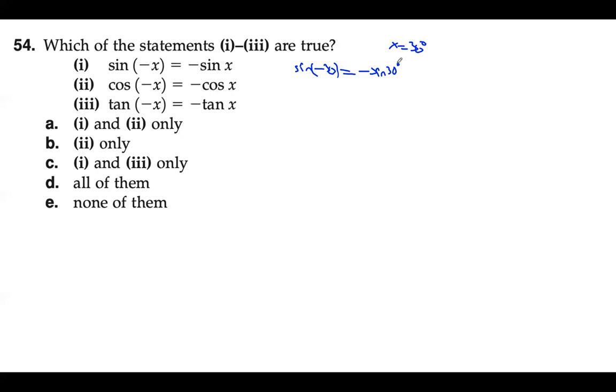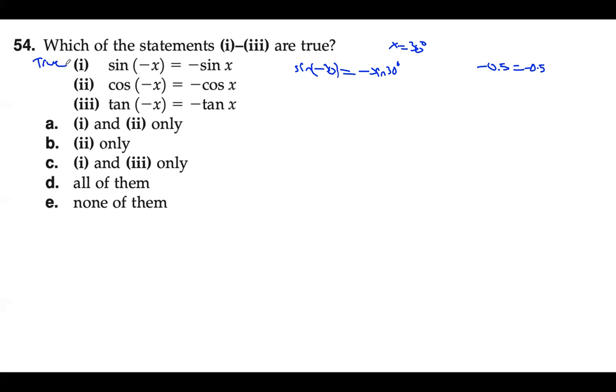Sine minus 30. My calculator says sine minus 30 is negative 0.5. Okay. Now I am writing negative sine 30. Again negative 0.5. So they are same. Negative 0.5. So they ask which of the following statements is true? First one is true.